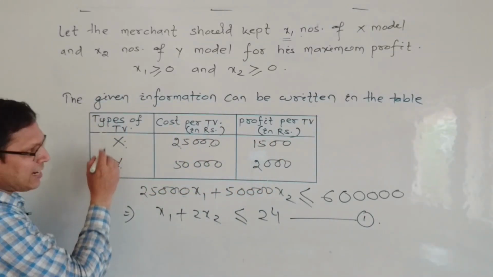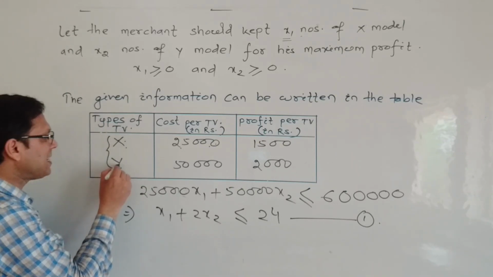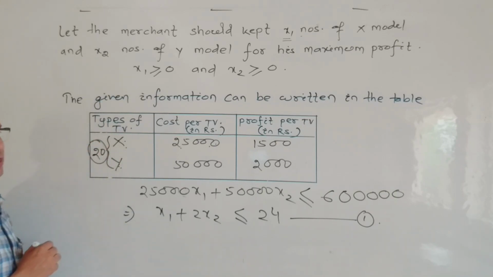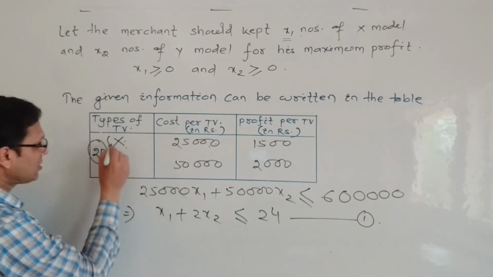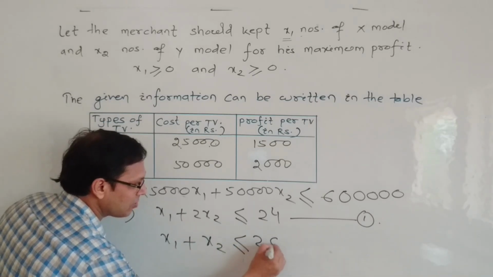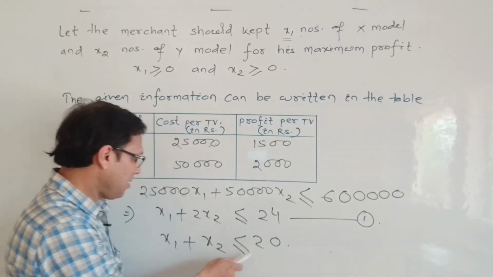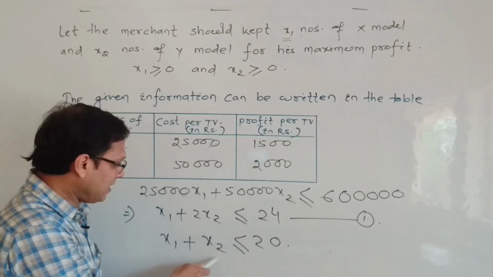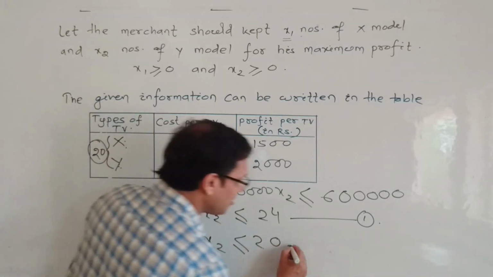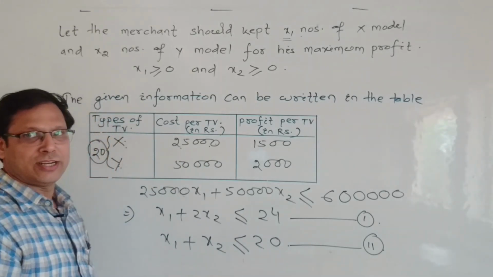Again, for the second constraint, the total number of TVs that can be sold by the merchant is given as 20. That means X1 plus X2 should be less than or equal to 20. That means the merchant should not sell more than 20 TVs in total. So X1 plus X2 less than or equal to 20. That is equation number 2, or constraint 2.